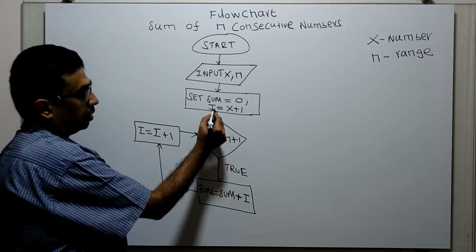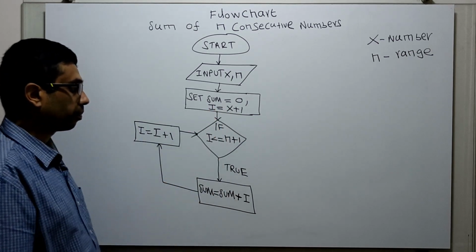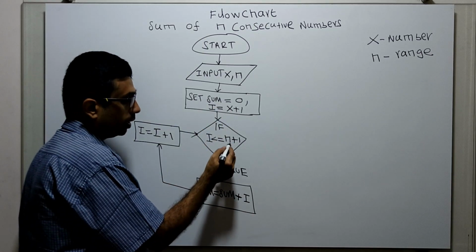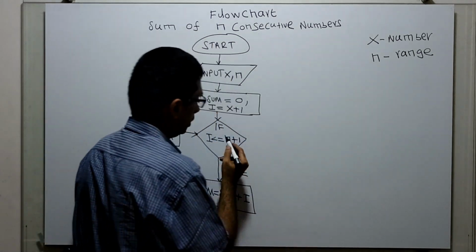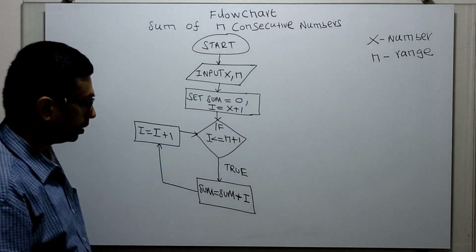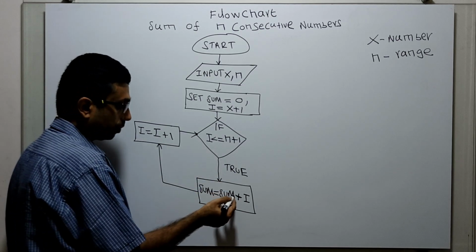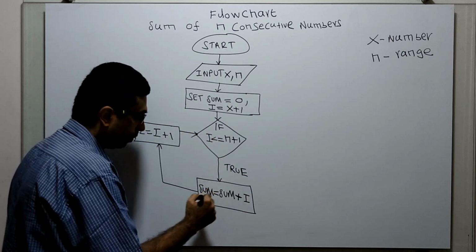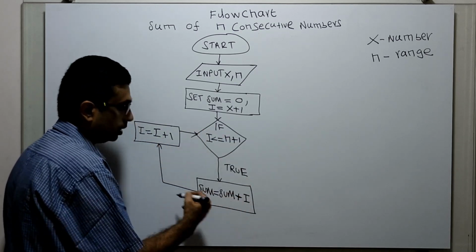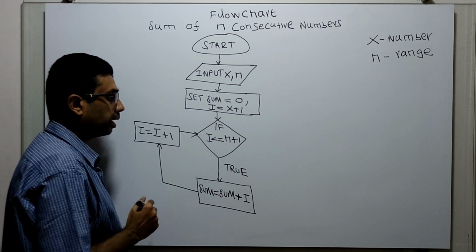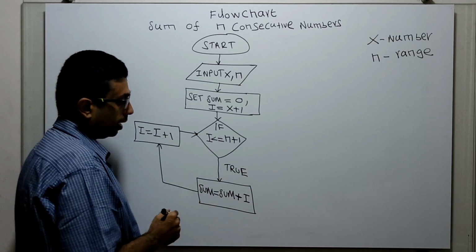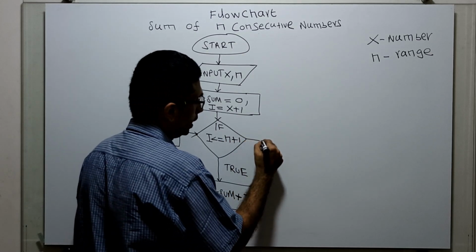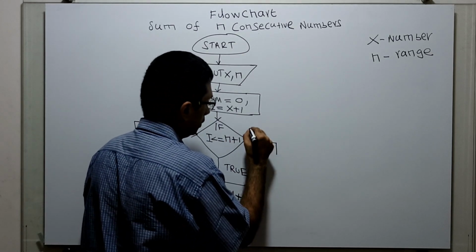So I am initializing I equal to x plus 1, sum equal to 0. I am checking if I less than or equal to n plus 1, where n is the range. I am adding the value of I with the existing value of sum, and I am incrementing I equal to I plus 1. The iteration will go on until I less than or equal to n plus 1. If it is false, that means I is greater than n plus 1, in such a case I am coming out.